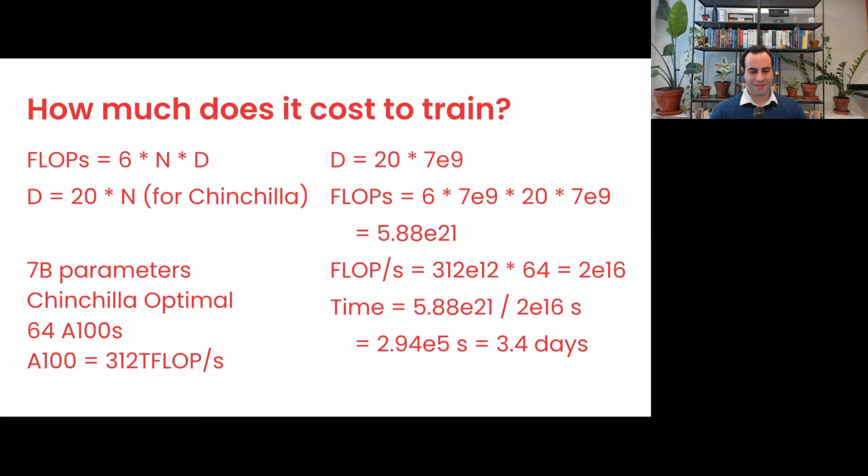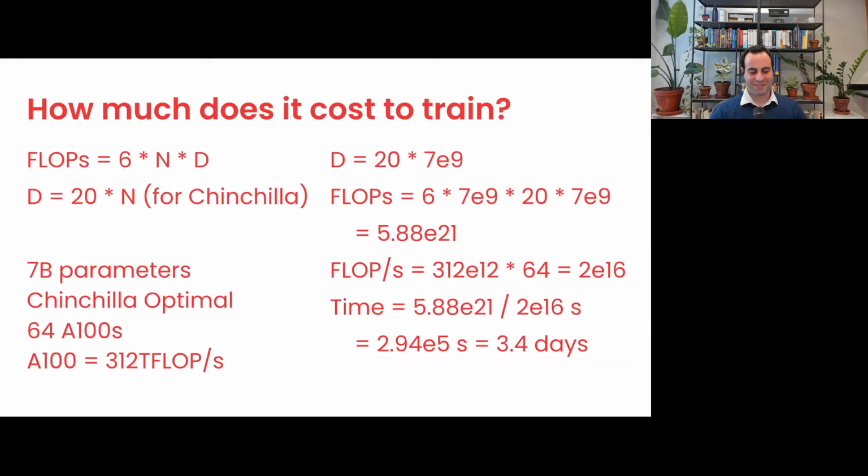Okay, so now we can calculate the number of floating point operations that we can do on this cluster per second, ignoring network costs and any other stuff that might slow us down. So that's 312 teraflops, so 312 times 10 to the 12th, times 64. So that gives us about 2 times 10 to the 16th flops we can process per second. And then we just divide these two. Take my number of flops, divide it by the flops I can do per second, and that gives me the number of seconds.